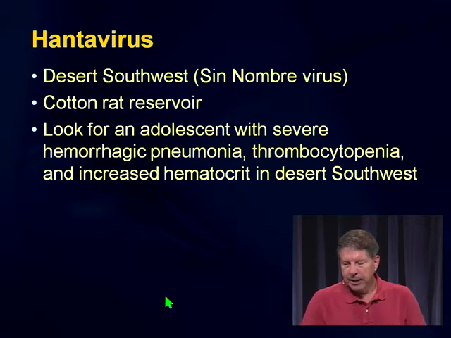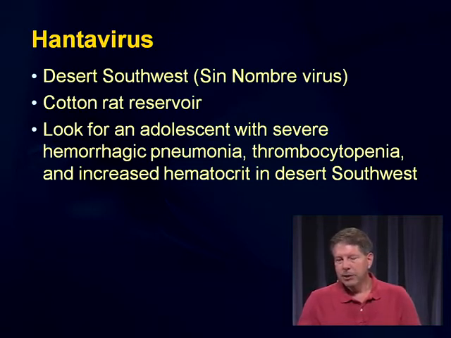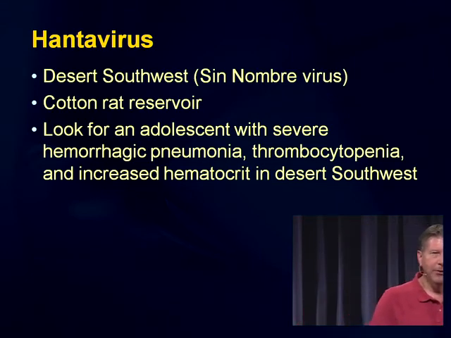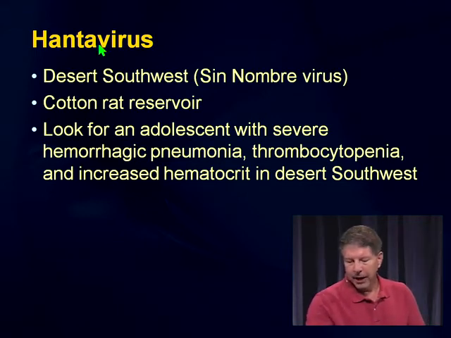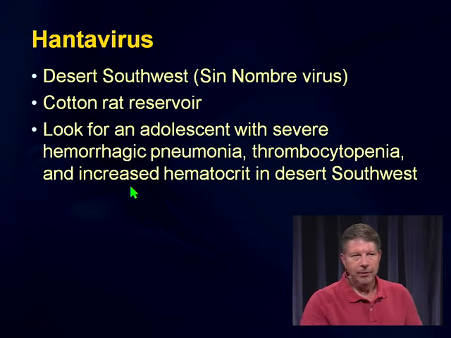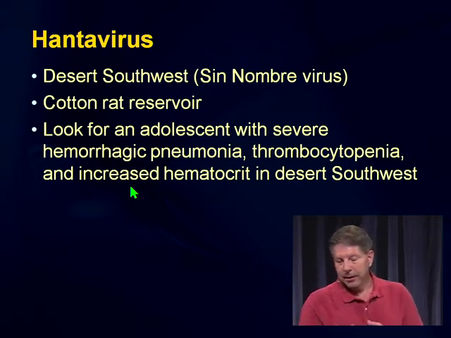Okay, hantavirus. This is where you're mainly going to look for someone who lives in the desert Southwest. It's an adolescent with severe hemorrhagic pneumonia. Now, what did we already talk about that has a hemorrhagic pneumonia from the desert Southwest? Plague. So plague pneumonia can also do this, so this one can be tricky. What's weird about hantavirus is that the hematocrit is increased. So they have a high crit in their blood, but they're coughing up blood. Coughing up blood with a high hematocrit, think about hantavirus. Desert Southwest, exposure to rats, rat urine.